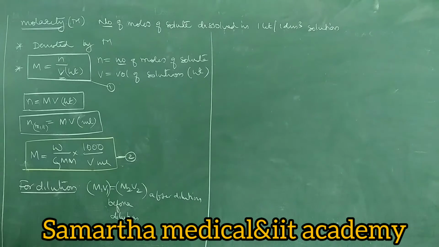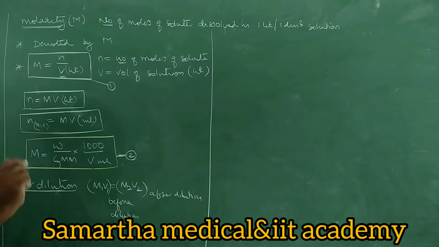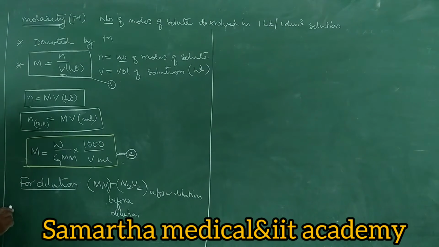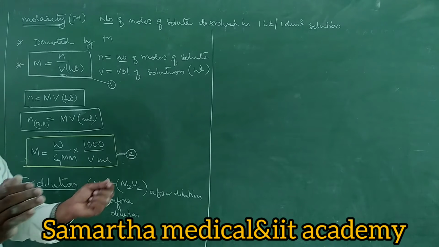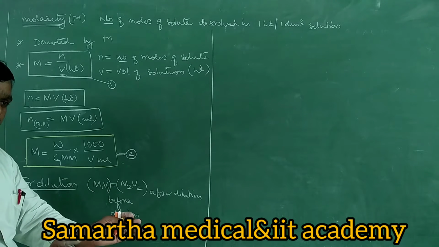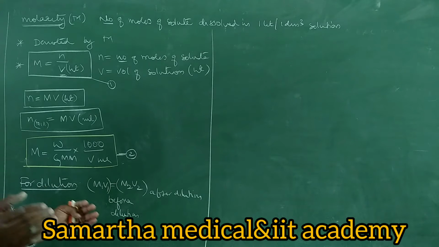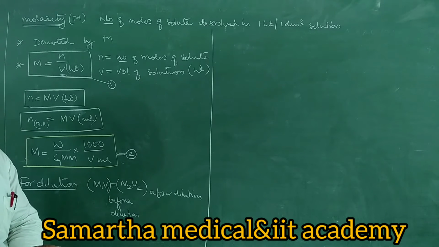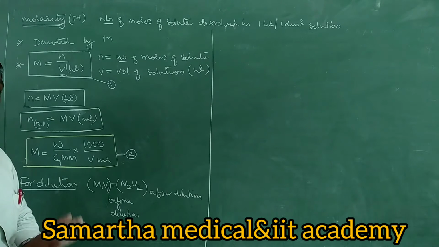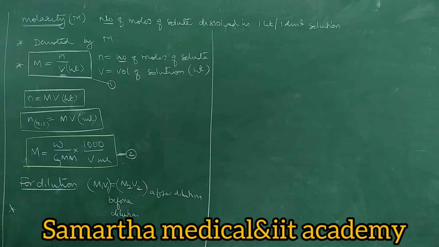Now the question is, in dilution, does the number of moles change? This question appeared one time in JEE. During dilution, does the number of moles of solute change? For example, take concentrated hydrochloric acid, 10 ml. Then to the 10 ml of concentrated hydrochloric acid add 1 liter of water. Now when you add water, is there any change in the number of moles of hydrochloric acid? No sir, the number of moles does not change.